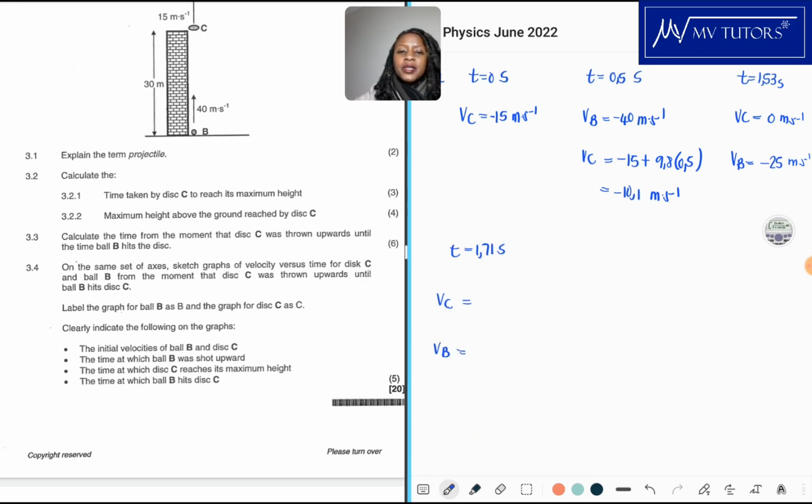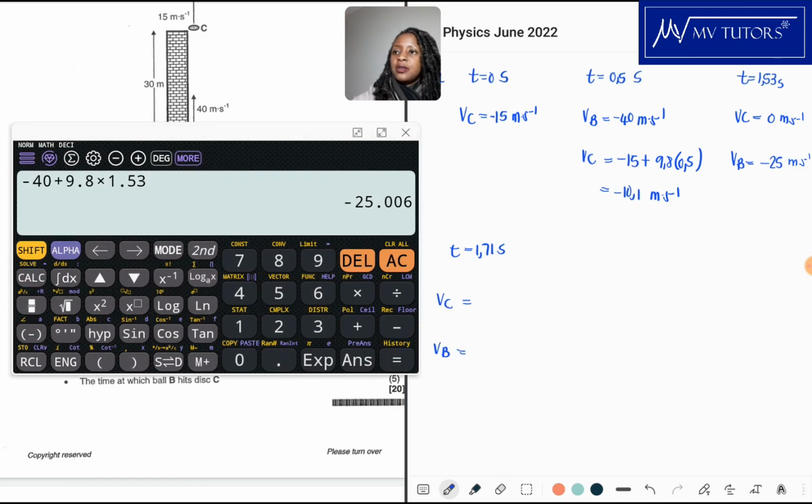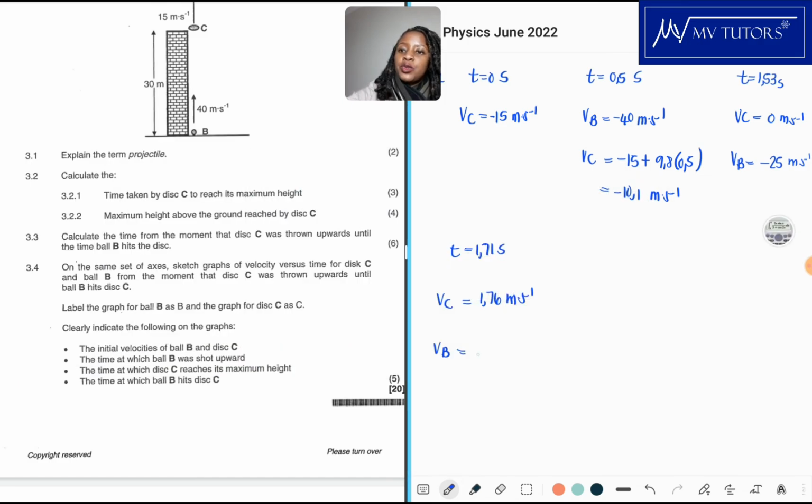Still using the same equation, the initial velocity for disc C is negative 15, and the time is 1.71. So the velocity there would be 1.76 meters per second. And for ball B, the initial velocity is negative 40, and there we have negative 23.24.